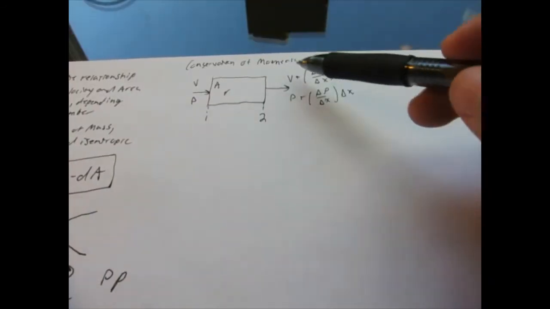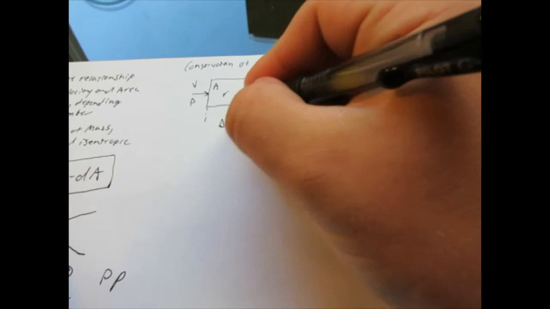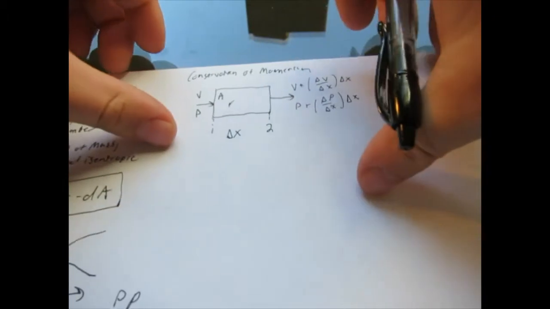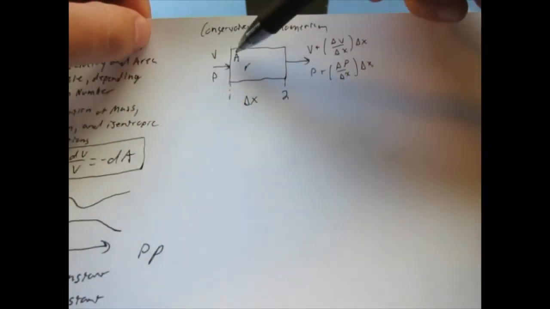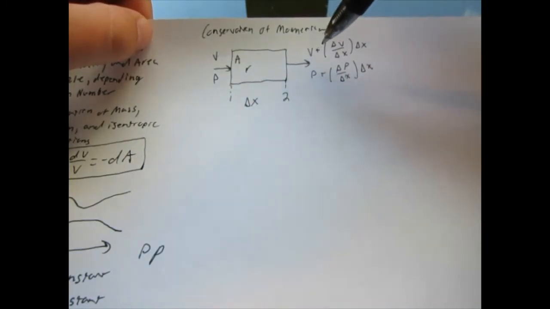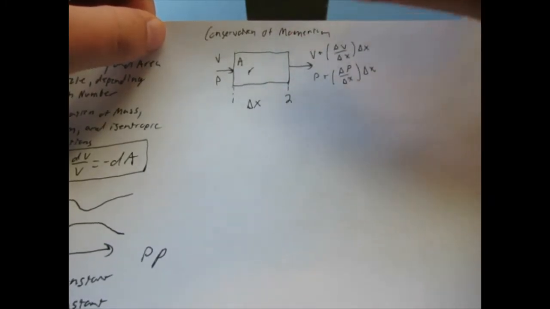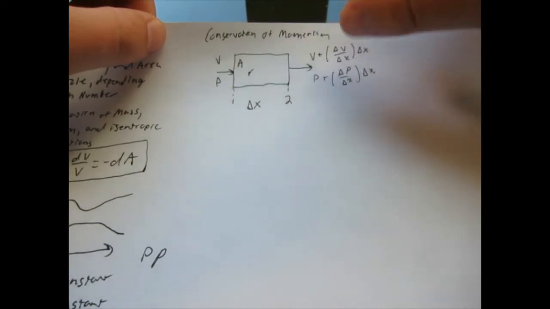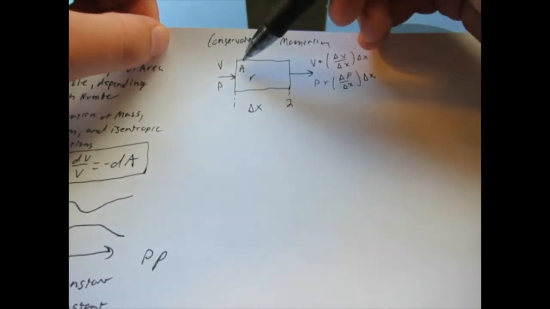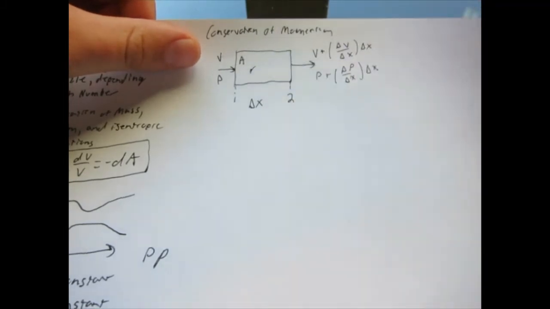Alright, now using conservation of momentum, we have a square here. This is just an infinitesimally small point, okay? It's showing the velocity coming in and pressure coming in, then coming out, it's velocity plus whatever momentum it gains or pressure it loses, or pressure it gains and velocity it loses, over the distance of this section here. And this section has an area and a density, and we're still using R for density.